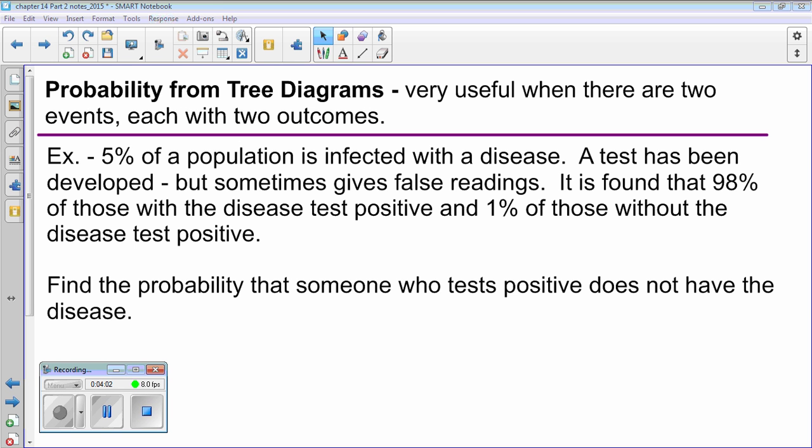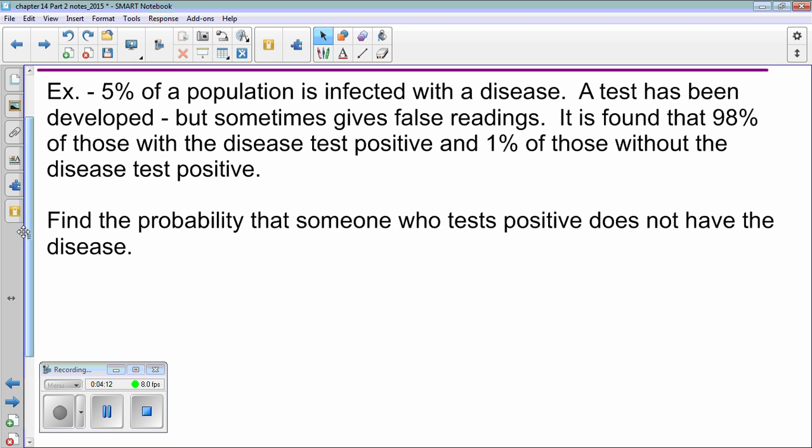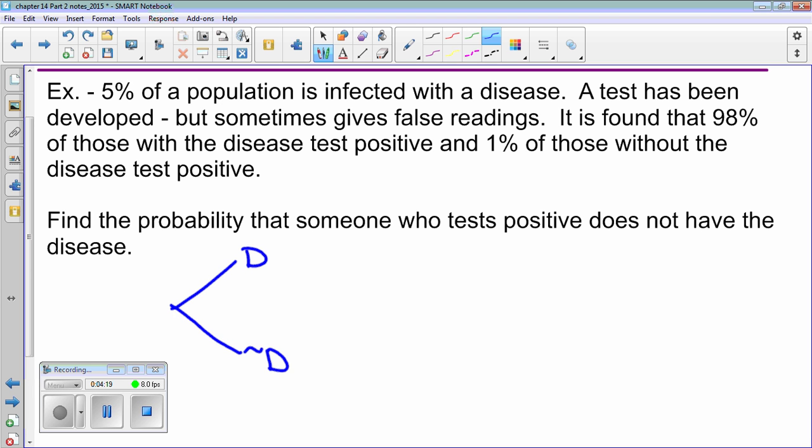2 things. The first thing is what? They either have the disease or they don't. Would you agree with that? Okay. So that's going to be the first branch of our tree. They either have the disease or they do not have the disease. You can use a squiggle, you can use a little C, whichever you feel comfortable. Disease and not disease. We're also going to add the percentages here. It says that 5% of the population has a disease. Well, that means what percent don't have it?